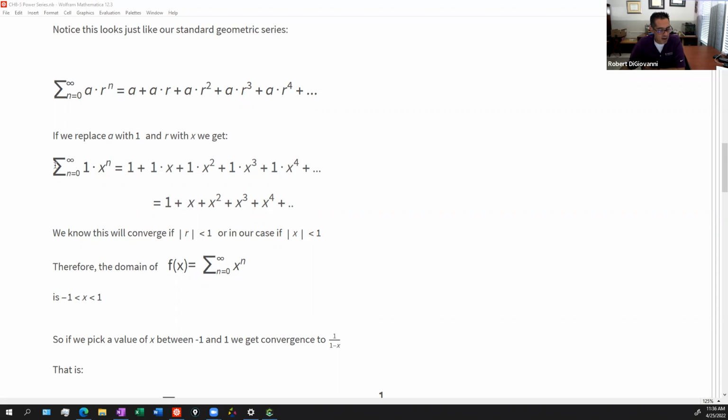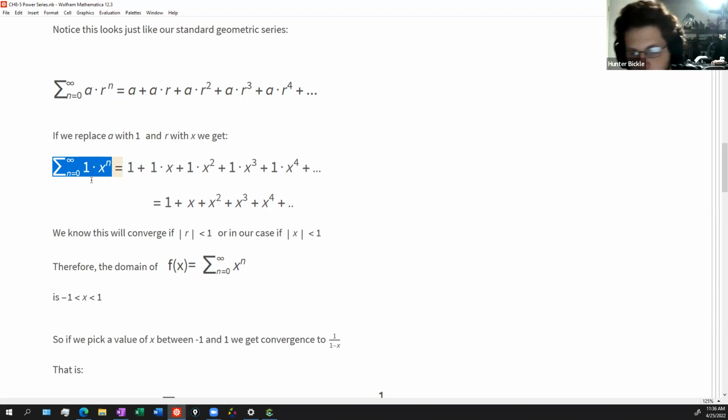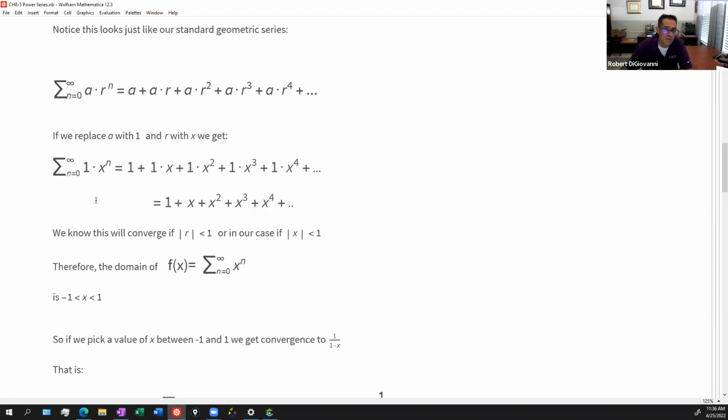Look at this example right here. What did we say a was here? a is 0, right? This is centered at 0. So that means if I plug 0 in for x, I should get convergence. Does it? Well, replace all your x's with 0. What do you get? You get 1. That's a number, right? That converges. Every power series does that.